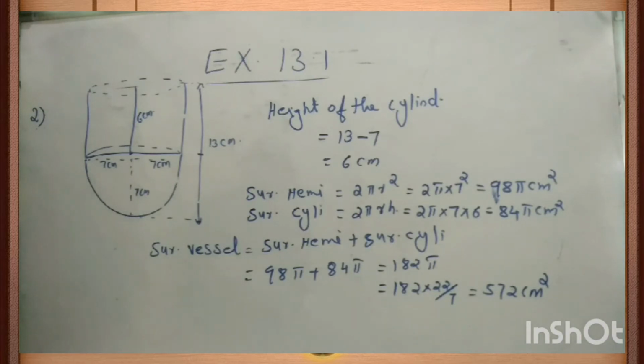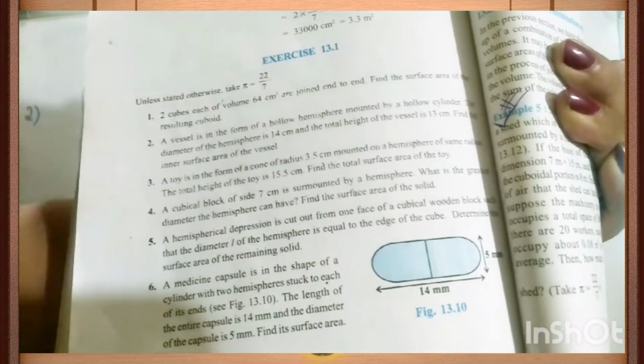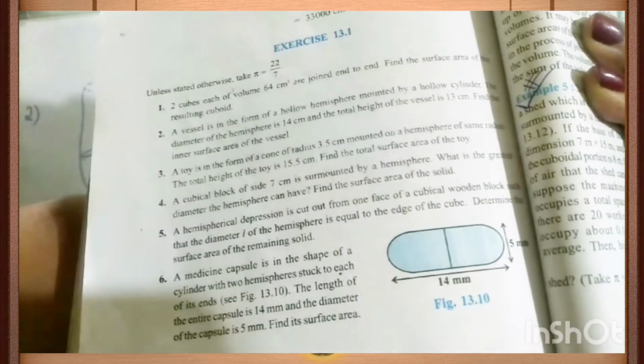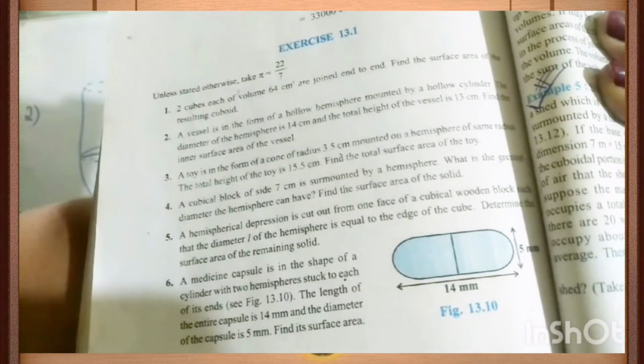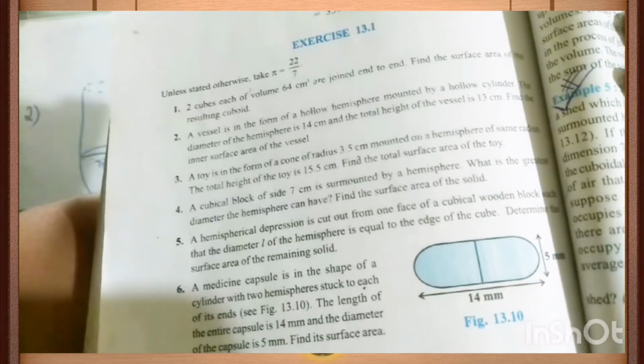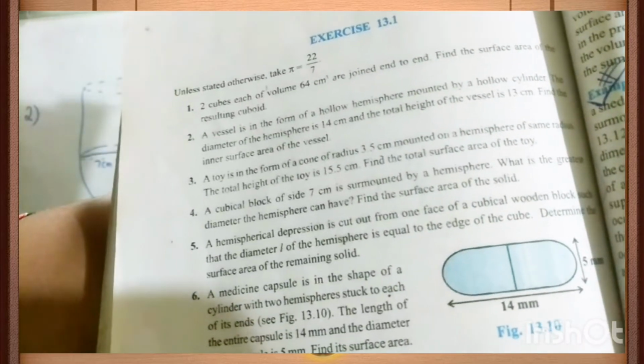Third question. A toy is in the form of a cone of radius 3.5 centimeter mounted on a hemisphere of same radius. The total height of the toy is 15.5 centimeter. Find the total surface area of the toy.